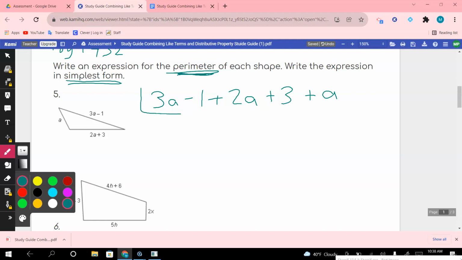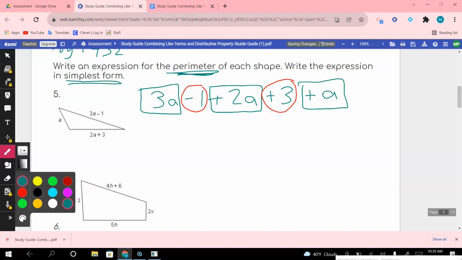So we have positive 3a. Negative 1 is not the same because it does not have a variable. Plus 2a is the same because they have the same variable. Plus 3, not the same because it does not have a variable. And a is the same because it has the same variable, and an understood 1 is in front of it. So let's combine our a's first because our variables come first when we're writing an expression.